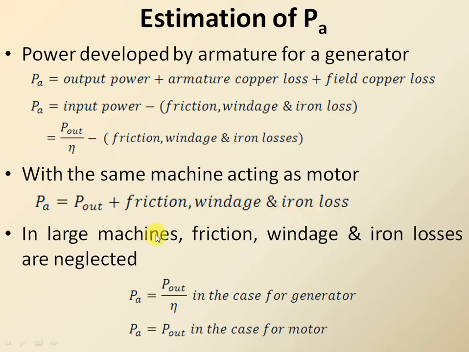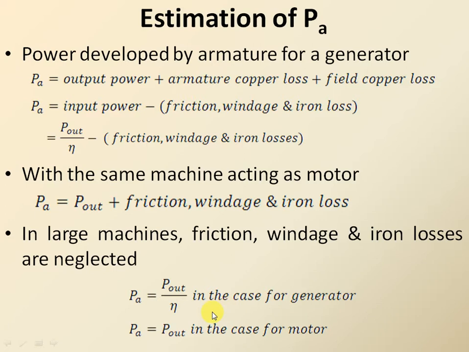In the case of very large machines, the friction, windage and iron losses are almost neglected. So these relations can be modified into this form. In the case of a generator, PA is equal to P output by efficiency, whereas in the case of a motor, PA is equal to P output. That is, the armature power developed is equal to output power in the case of a motor, whereas in the case of a generator, the armature power developed will be the same as the input power.